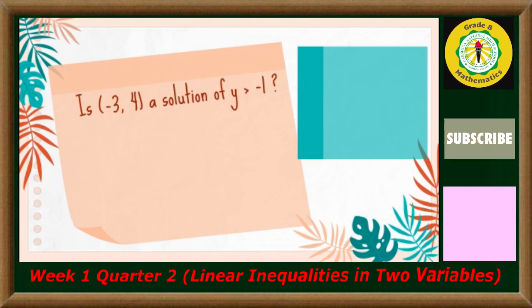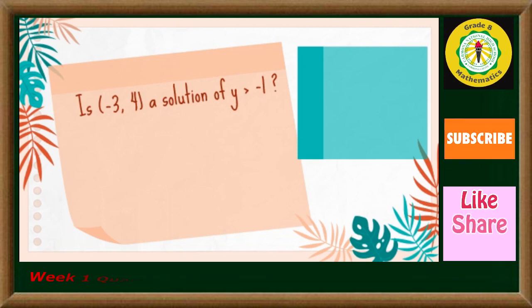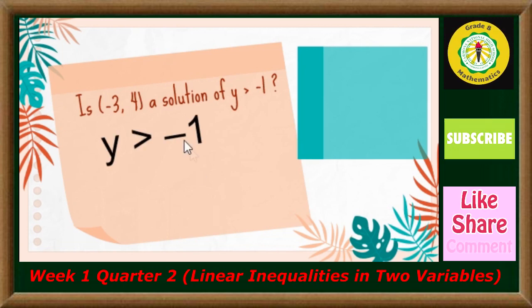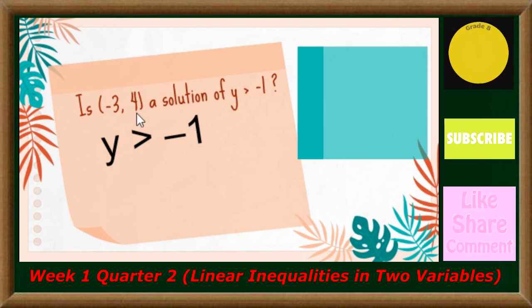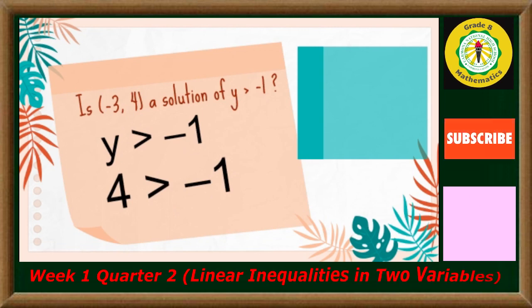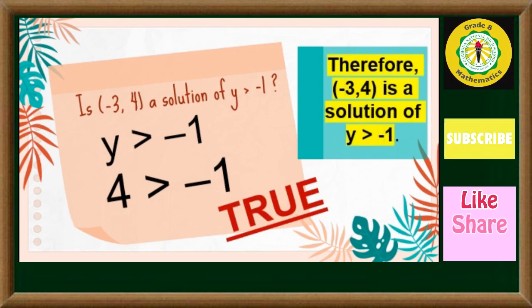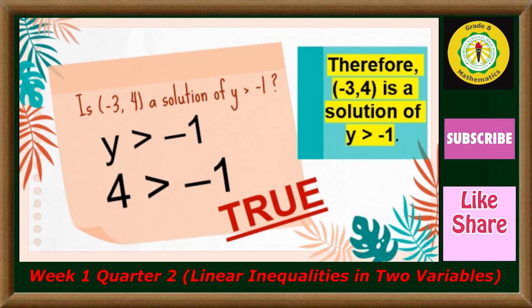Example number 1, is (-3, 4) a solution of y is greater than -1? So this is a given inequality, y is greater than negative 1. And then we need to substitute 4 into our given inequality. So 4 is greater than negative 1. So that is true. So therefore, (-3, 4) is a solution of y is greater than -1.